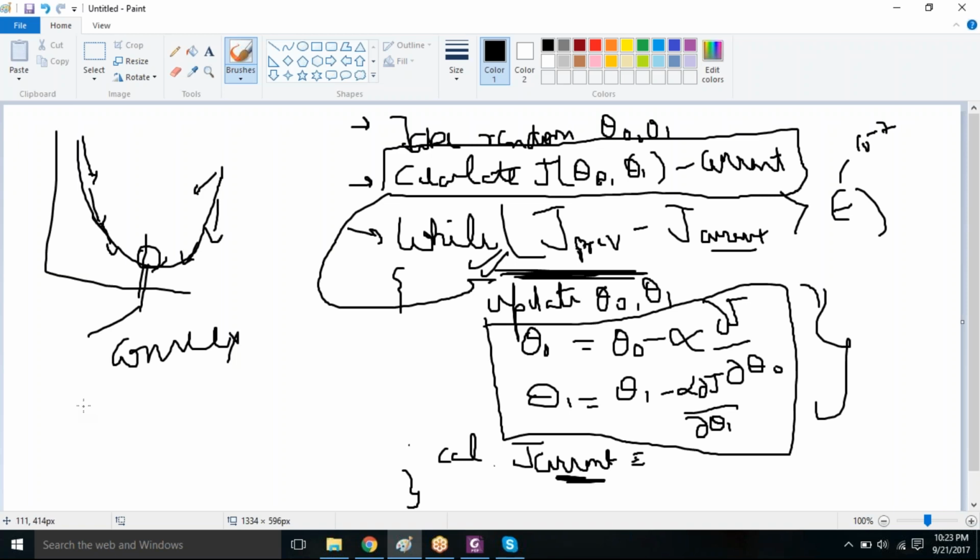Now that particular question which was there at that time also: what is the magic or what is the thing which is making sure that every time you are always going down? So this is the particular equation of theta naught and theta 1 which is making sure.